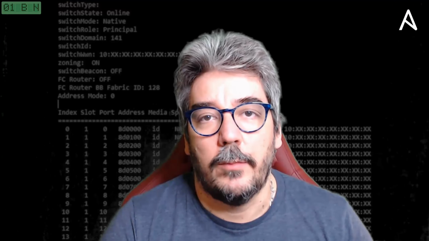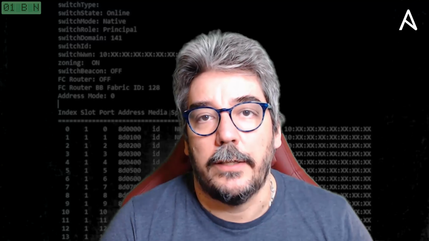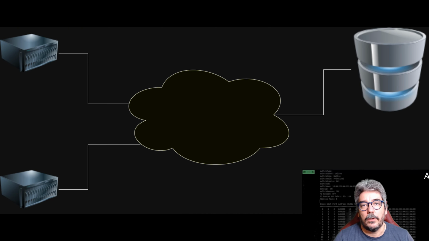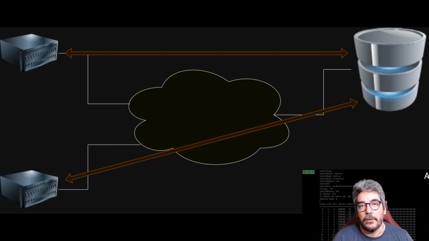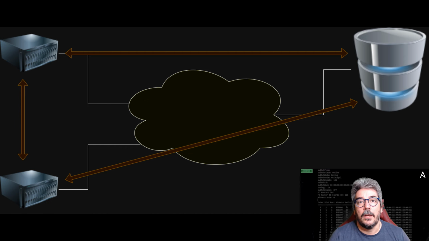Before we get to Ansible, let's talk about Fibre Channel and zoning. On a Fibre Channel network, you typically connect servers and storage devices like a storage array. Your servers will connect to your storage array. Without zoning, your servers can access the data, but they can also talk to each other, which can be a problem if they're not in the same security zone.